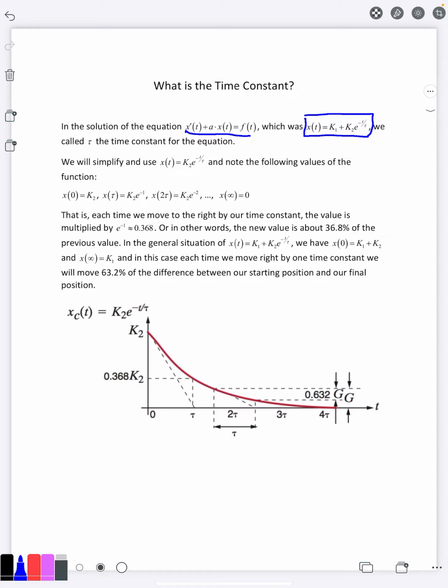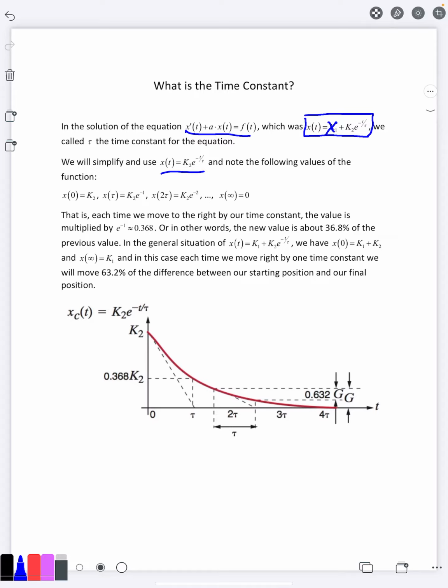Now, we're just going to simplify things a little bit nicer for our graph here and get rid of this k1 term. We're going to assume it's 0. So we're going to have k2 e to the negative t over tau. And also for simplicity's sake, I'm going to assume that k2 is a positive number for the graph below. All of this still works with negative numbers. It's going to look a little different.